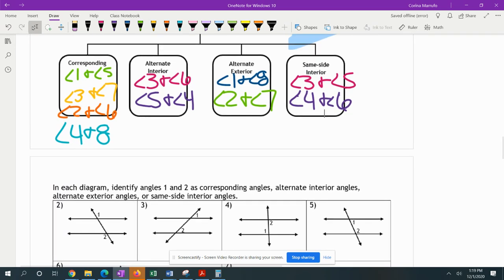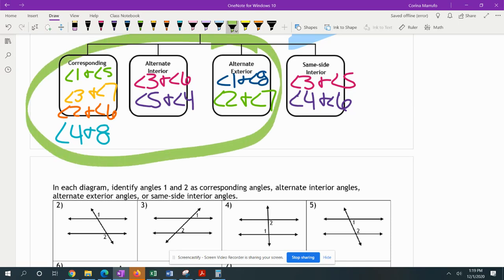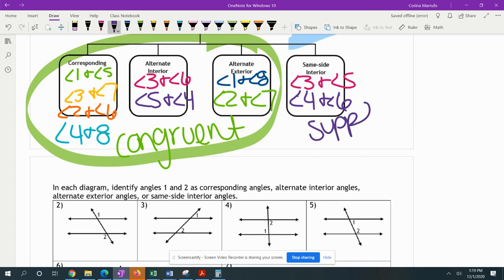So remember, corresponding, alternate interior and alternate exterior, all of these are congruent. And then this one is the one that's supplementary.